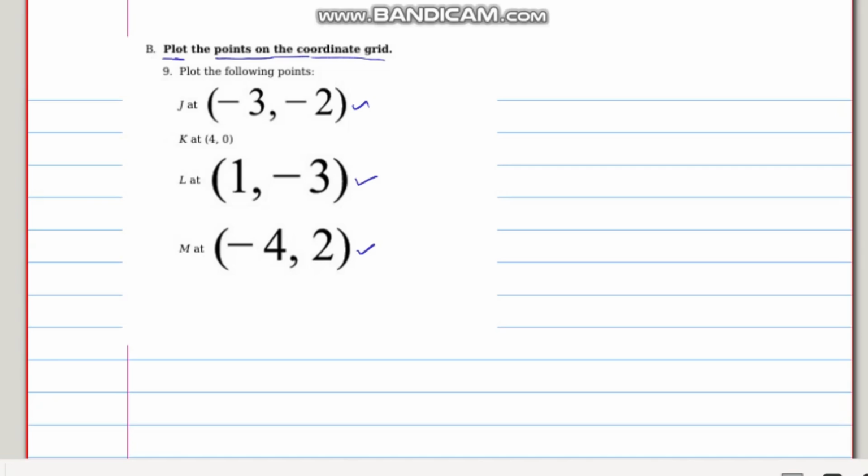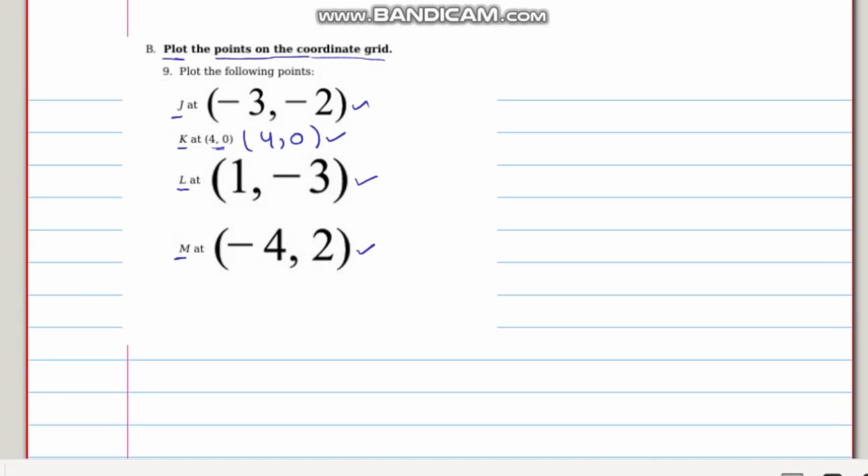The point name is J. Okay. The point name is K. It is also a point which is (4, 0), written in a very small font. I am making it bigger. The point is K here. The point is L here. The point is M. These are 4 points, and we have to plot them. Basically, we have to draw them. Just a simple word and a very simple question.